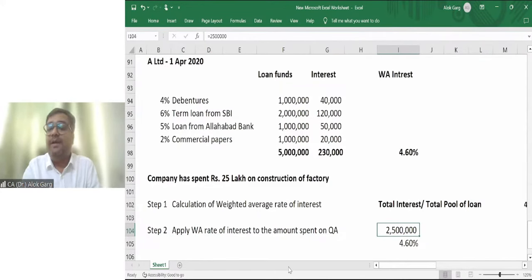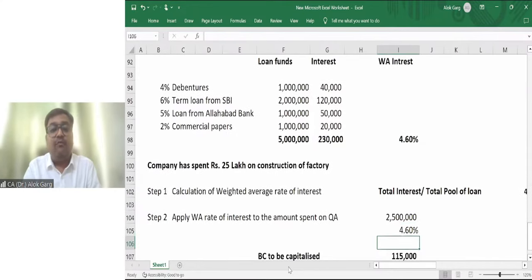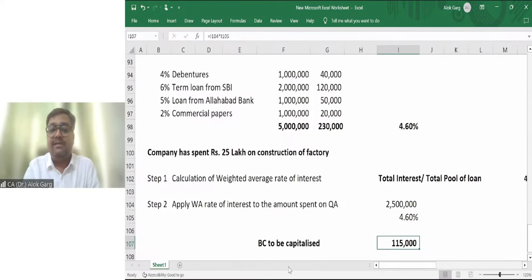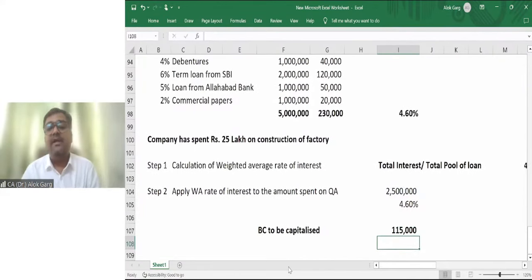What is the amount spent on the qualifying asset? 25 lakh. What is your weighted average rate of interest? 4.6%. What is your borrowing cost to be capitalized? 25 lakh multiplied by 4.6%, considering it is for a full year. Are you able to understand how this borrowing cost is going to be measured in case of general pool borrowing? Is that clear?